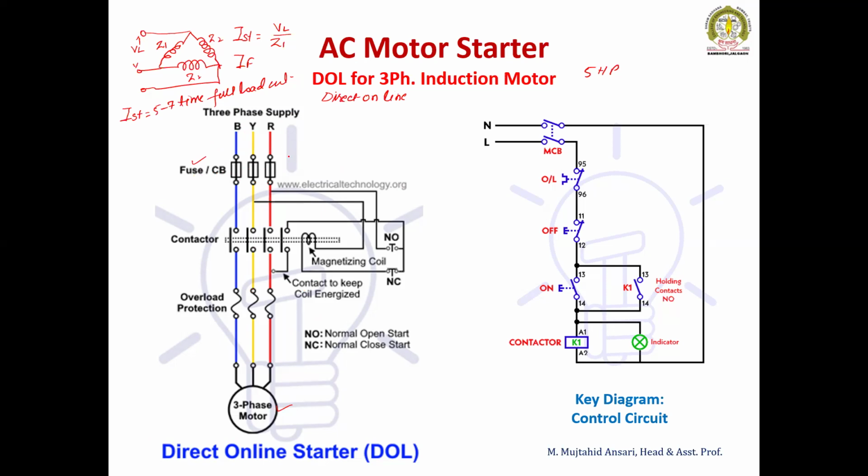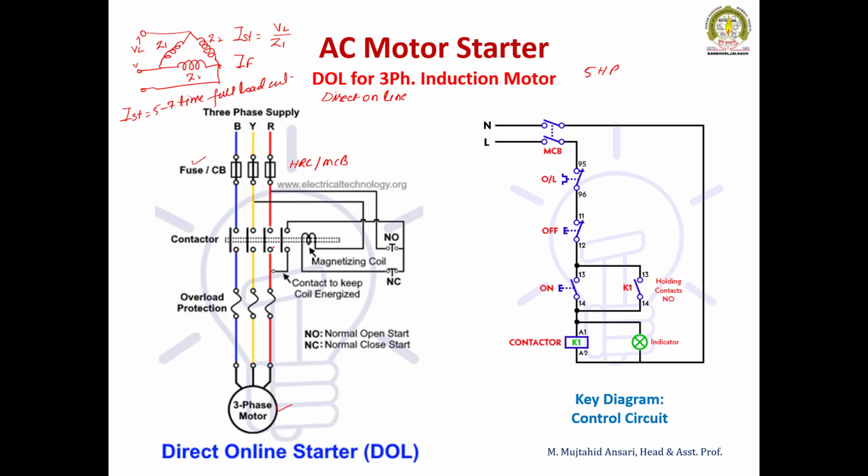Generally, we are using HRC fuses, and nowadays we are using MCBs of a different class where the starting current is more. Therefore we are not using the B class MCB; we are using a different class of MCBs for the induction motor, and we should use a different class of MCBs for lighting or other purposes. So this is the contactor.